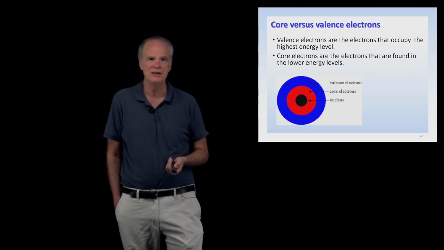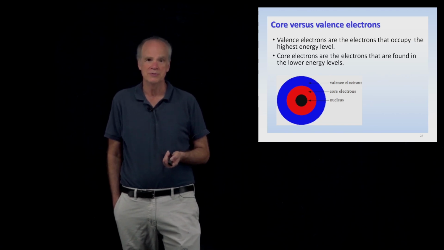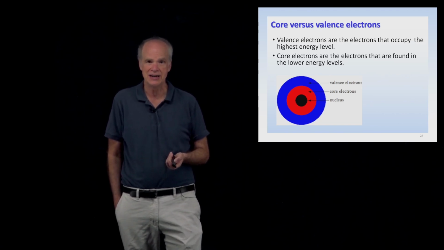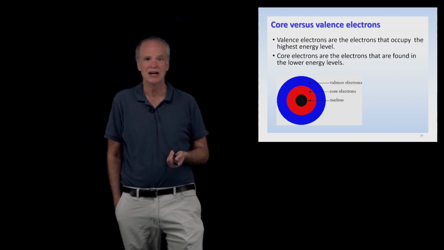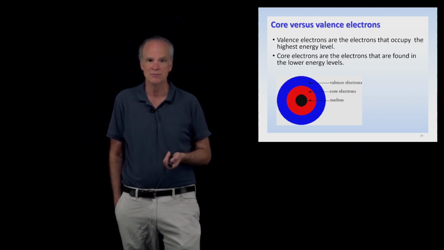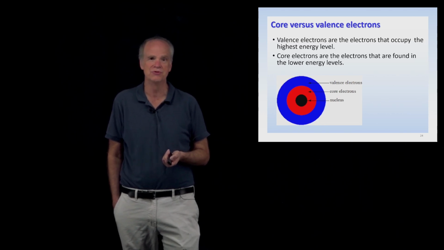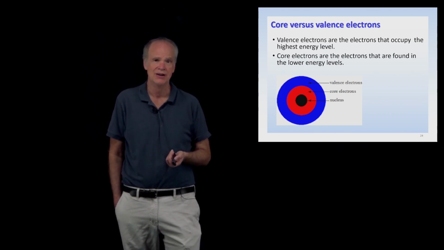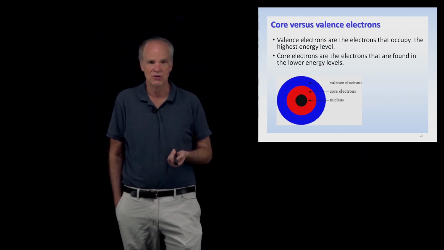And now we have gotten to a very important point in chemistry. What I'm going to do right now is talk about what valence electrons are. Valence electrons are the electrons in the atom that really determine the atom's properties. And so you really have to understand what they are. Also, at the same time, I'm going to be talking about core electrons.